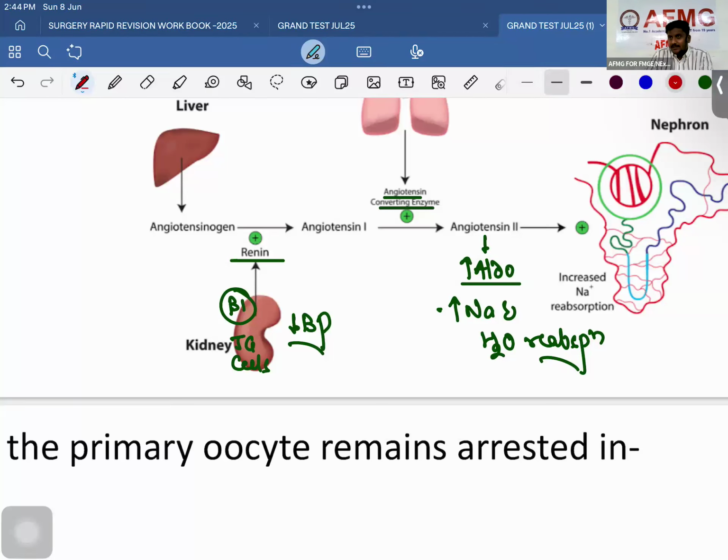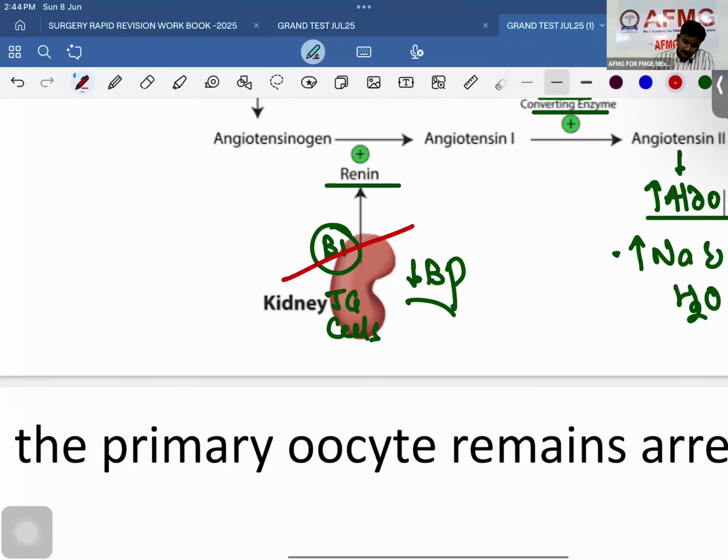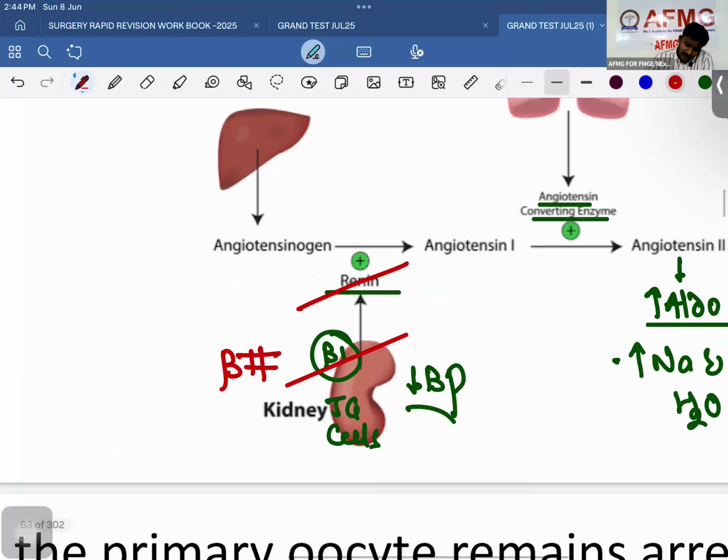Renin release inhibitors. That was a PYQ once. Beta blockers are known to be the renin release inhibitors because renin release occurs due to the beta 1 receptor. So the beta 1 blockers or beta blockers will be the renin release inhibitors, beta. That is important. Next, which are the direct renin inhibitors? The direct renin inhibitors are usually drugs like aliskiren, remikiren. All the kiren group of drugs will be the direct renin inhibitors, beta.